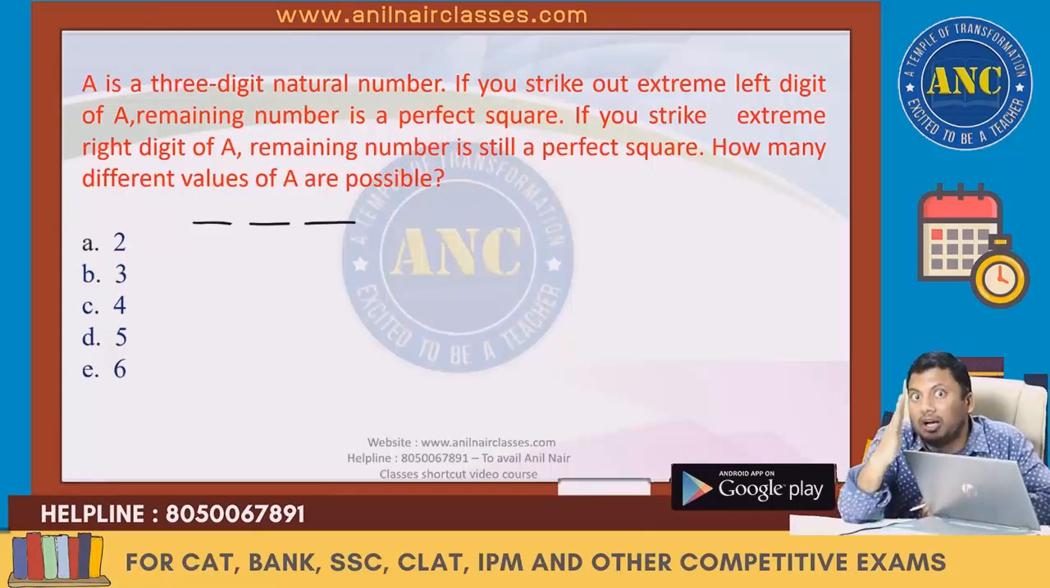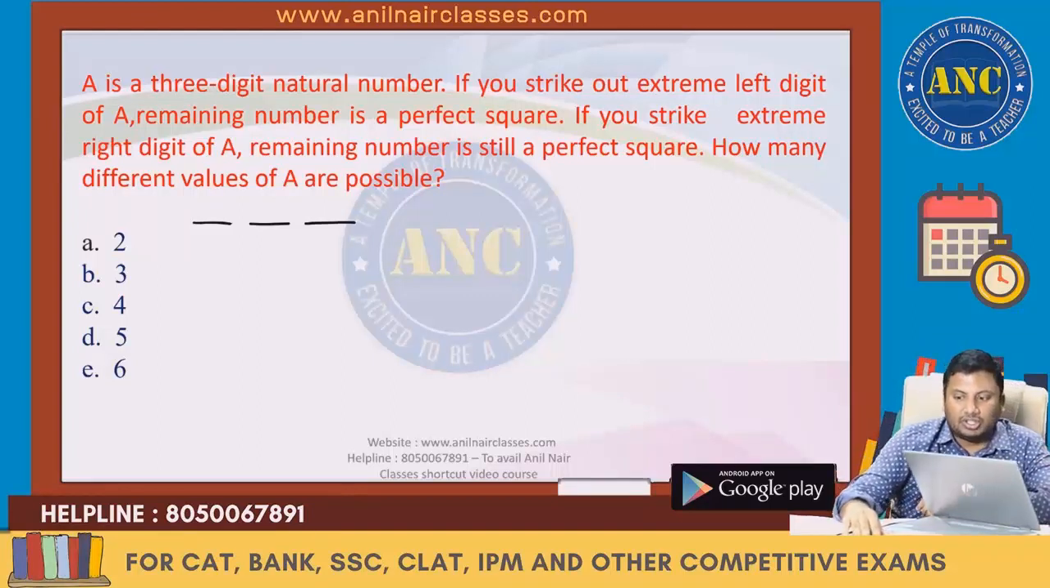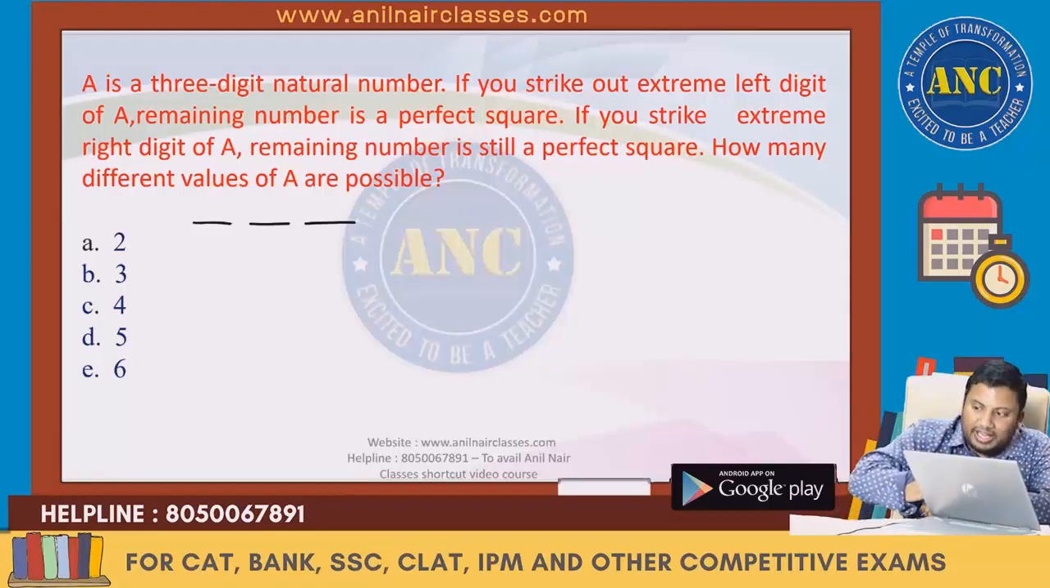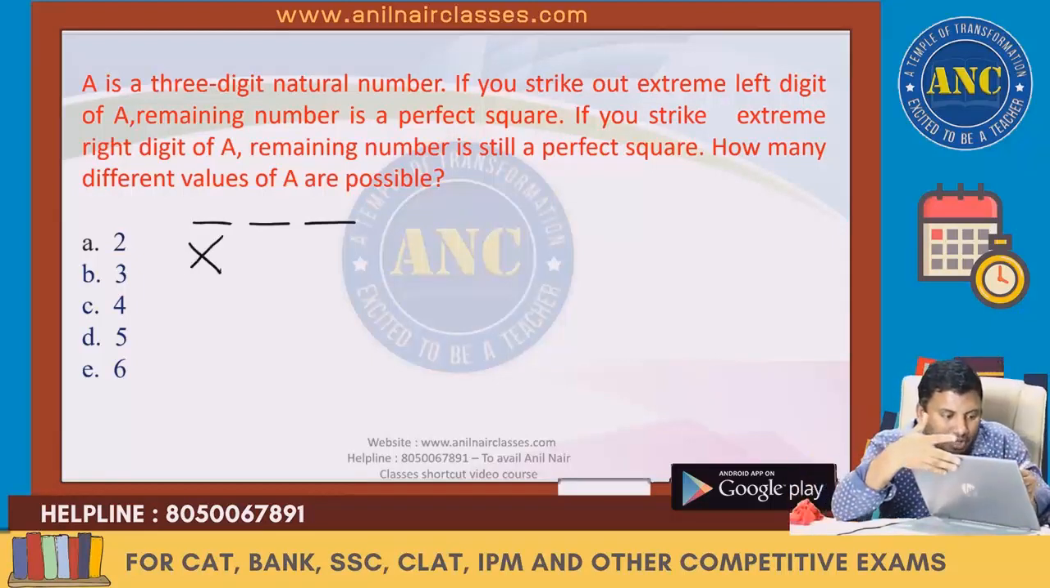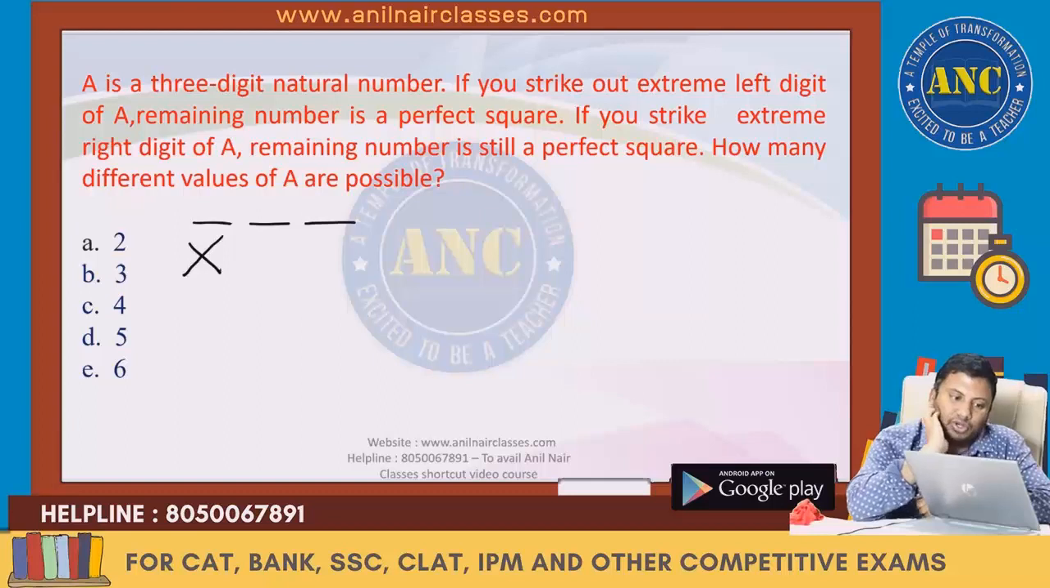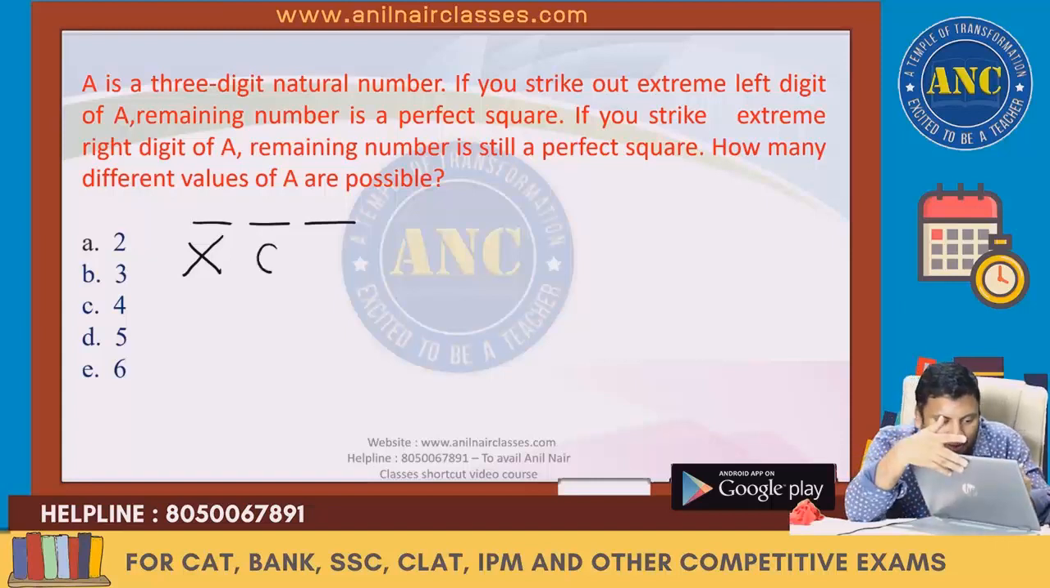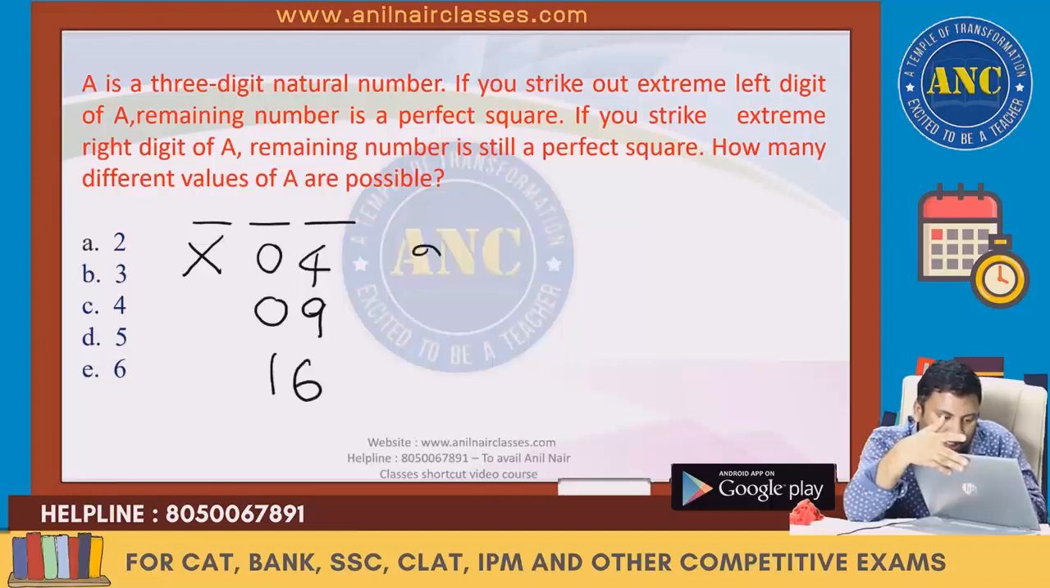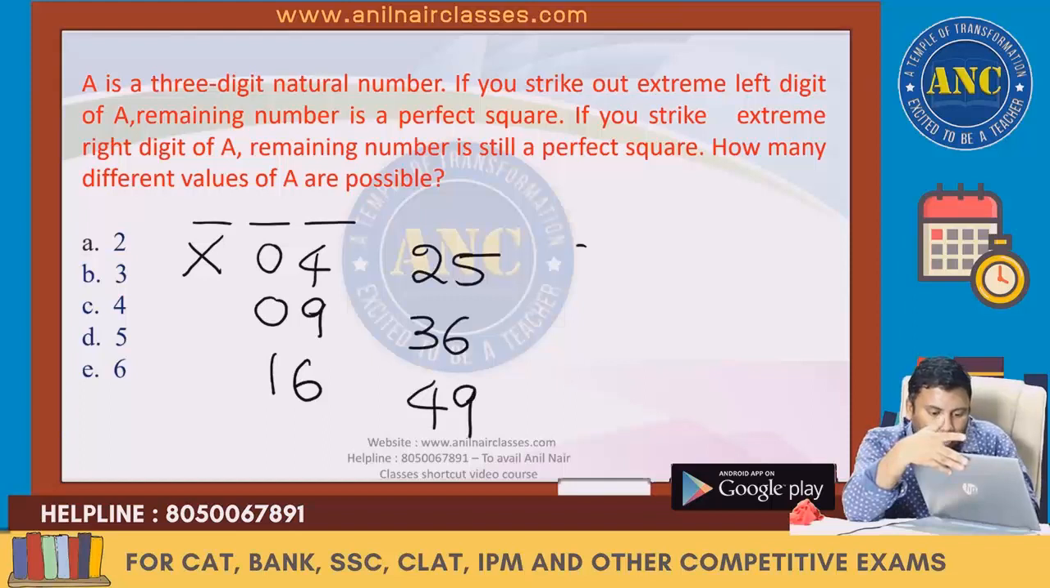A is a 3-digit natural number. If you strike the extreme leftmost digit, the remaining number is a perfect square. What are the perfect squares? 0, 1, 4, 9, 16, 25, 36, 49, 64, 81.